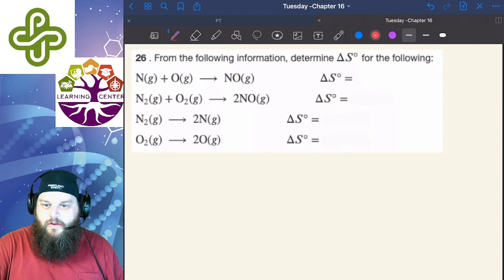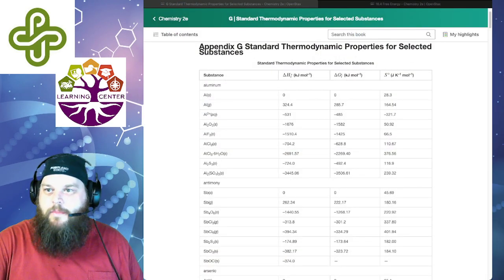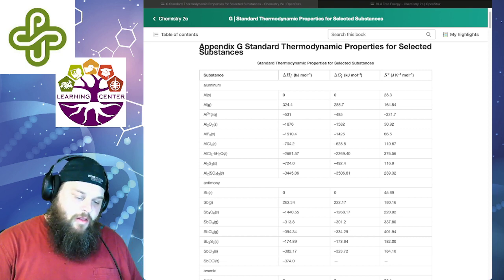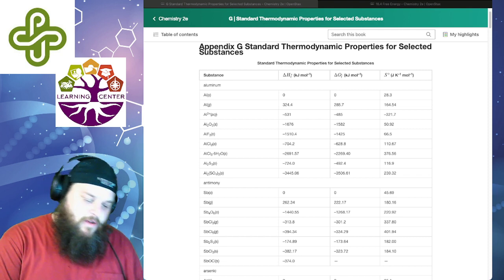So I'm going to switch over here to my appendix. This is Appendix G in the OpenStax textbook online, and I'm going to look for these values here. We're going to start off with part A.